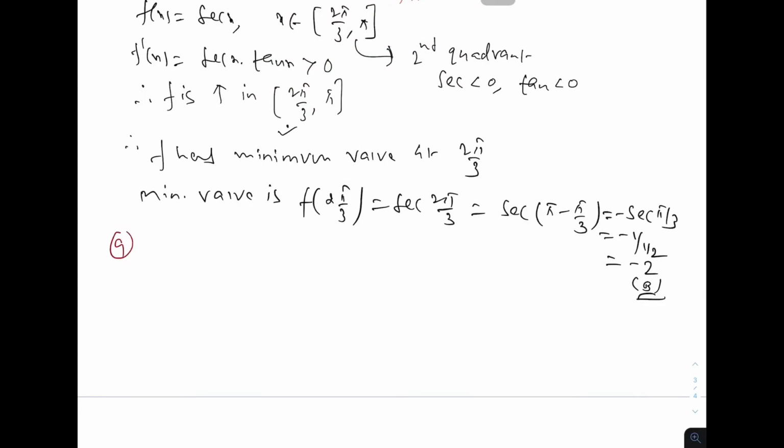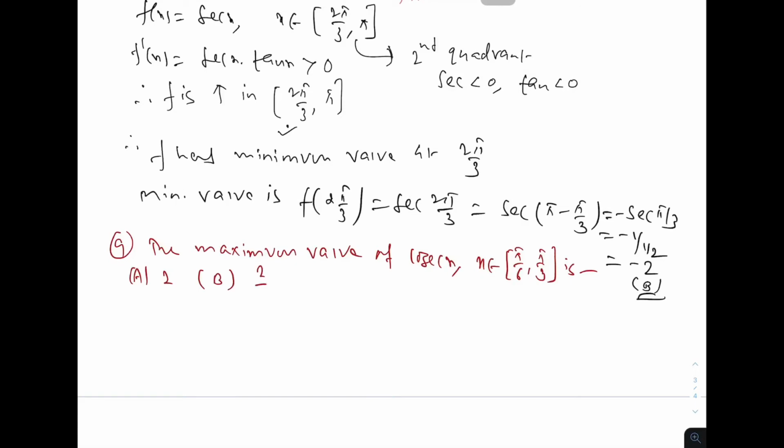Take one more similar example. Let us take one more. The maximum value of cosec x, where x belongs to pi by 6 to pi by 3, is blank. Options are 2, 2 by root 3, pi by 6 and pi by 3.